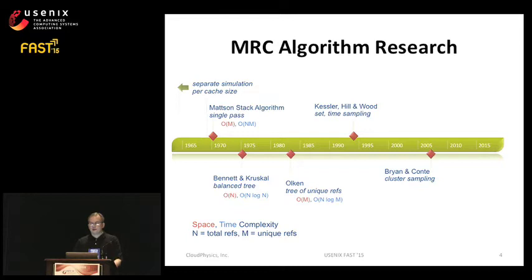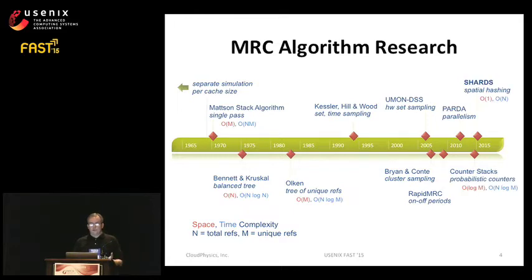In the 90s through the 2000s, approximate techniques were introduced to speed up offline analysis: Kessler with set sampling and Bryan and Conte with temporal cluster sampling. Starting in the mid-2000s, online techniques were proposed, using new hardware such as UMON DSS for modeling set-associative processor caches, and using coarse on and off sampling periods to reduce overhead, such as in RapidMRC. Later, the PARDA algorithm achieved speedups leveraging multi-core parallelism.